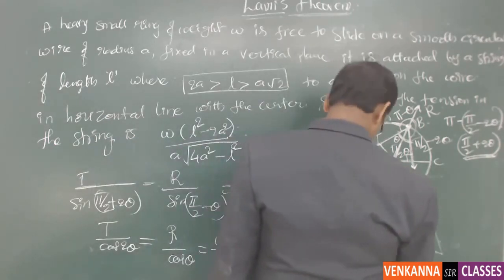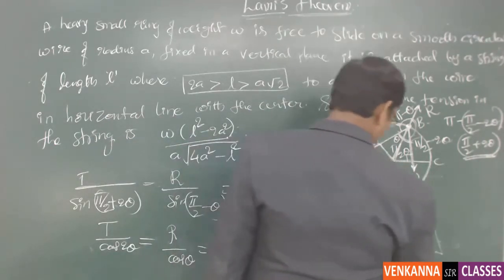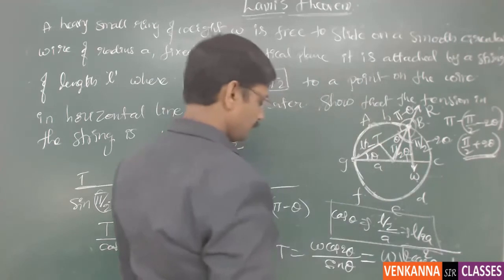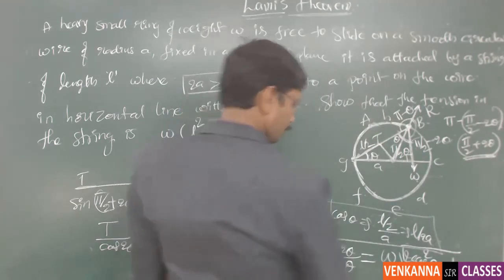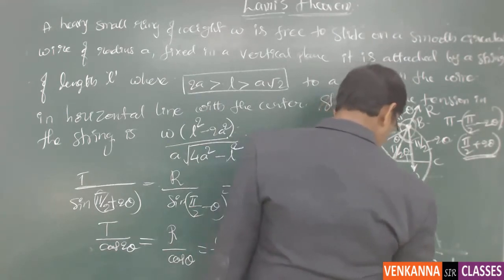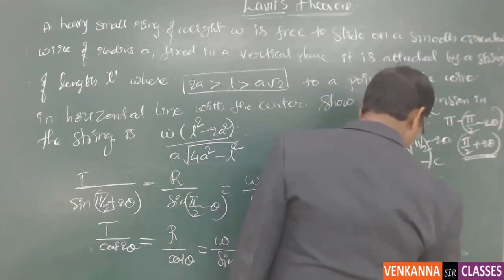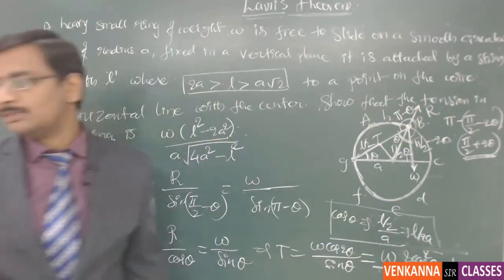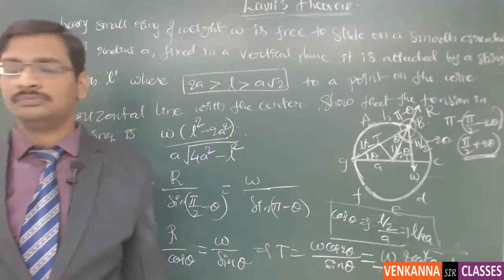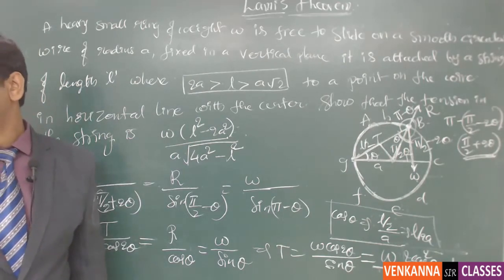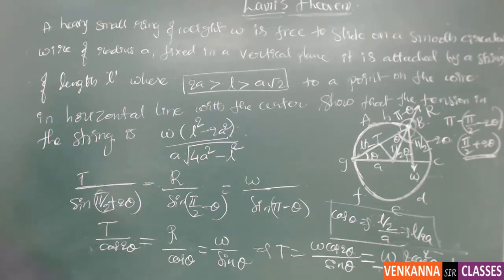cos 2 theta is nothing but 2 cos square theta minus 1, under root, 2 cos square theta minus 1 divided by sin theta, which is 1 minus cos square theta under root. So substitute the cos theta value and simplify it. Got it? Understood? Okay.